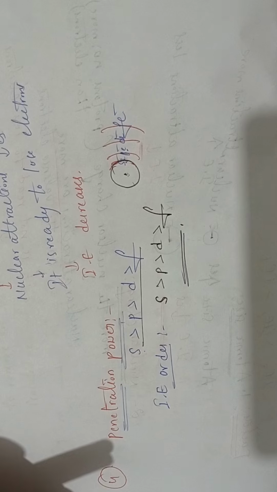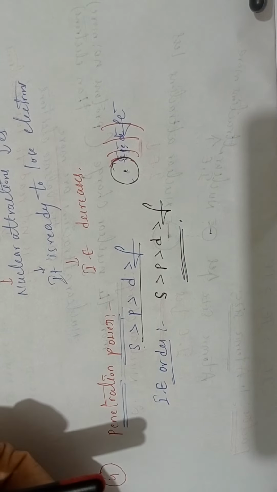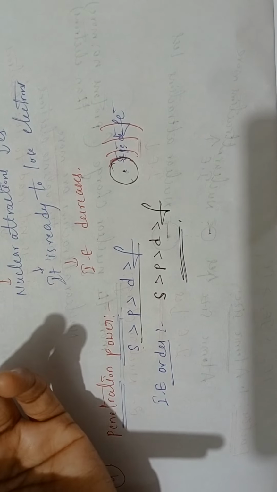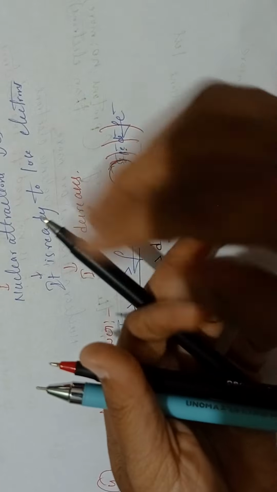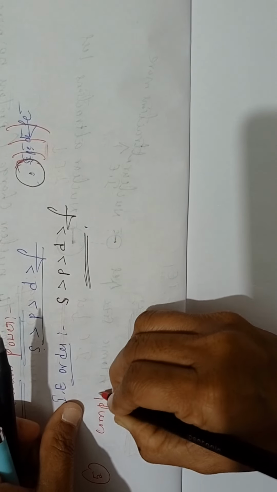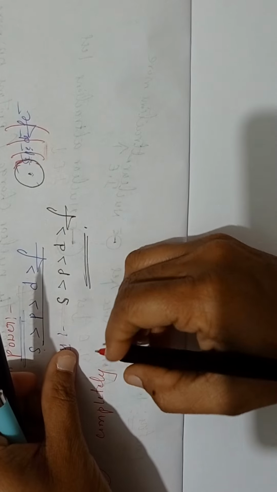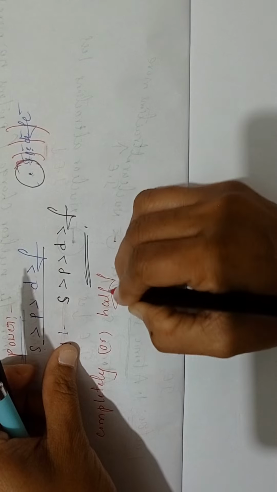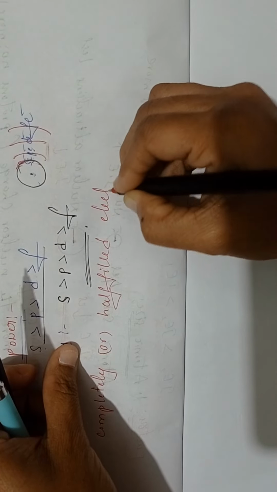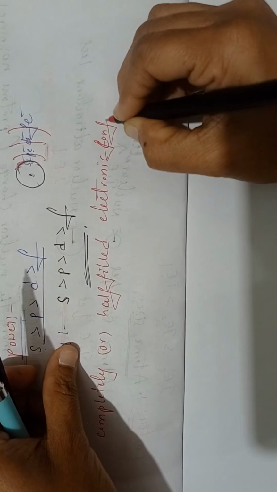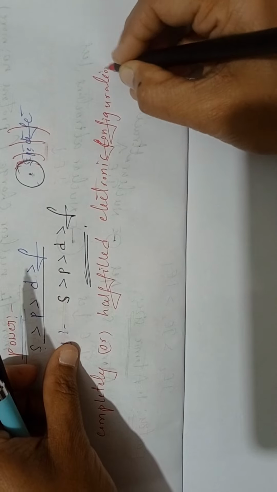Are you clear, students? This is about the penetration power, the penetration effect. Next factor is completely or half filled electronic configuration. What is the next factor? The fifth one, completely or half filled electronic configuration. Now see, students, how it is affecting the ionization energy.